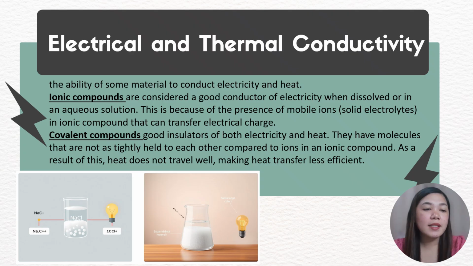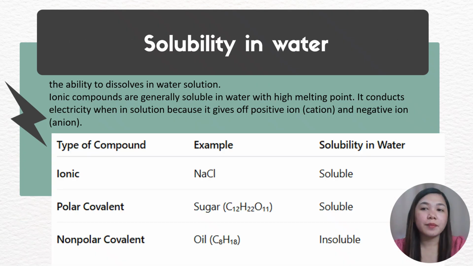The last and not the least property is the solubility in water. This is the ability to dissolve in water solution. Ionic compounds are generally soluble in water, with high melting points. They conduct electricity, as I mentioned earlier, when they are in a solution because it gives off the positive ion or the cation and the negative ion or the anion.